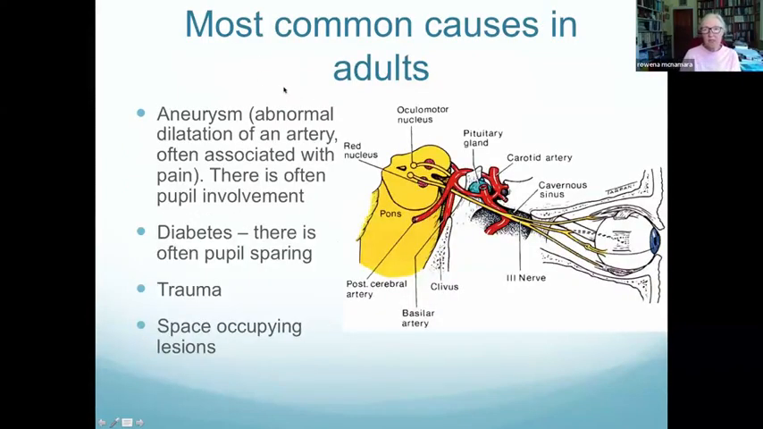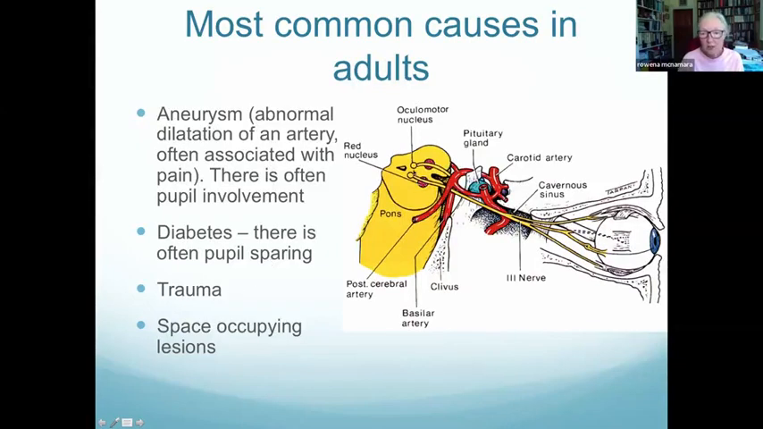The most common cause in adults is an aneurysm. And that's because as you get older, your blood vessels are going to be susceptible to damage. So there is often a pupil involvement. If there is an aneurysm, the pupil will be dilated. One of the diagnostic signs is that in diabetes, often the pupil is not affected. So it can be used as a differential diagnosis sign between a blood vessel problem which is due to blood vessel disease as opposed to a blood vessel problem due to diabetes.